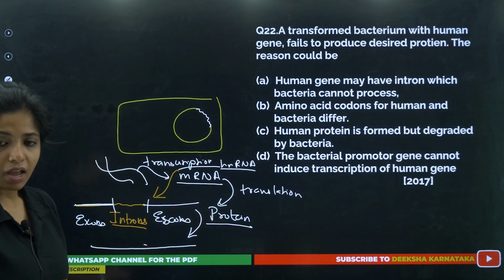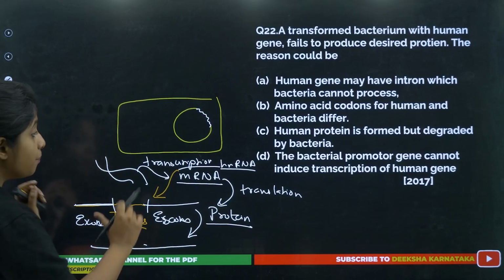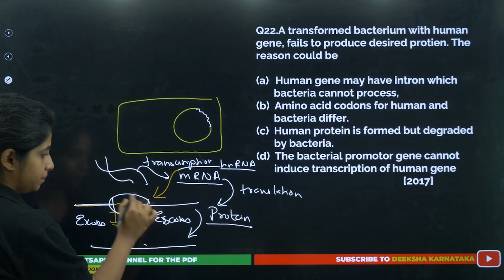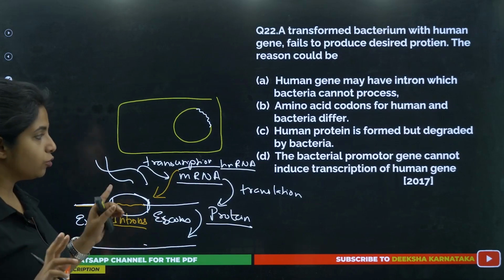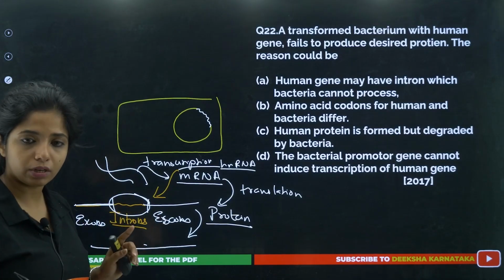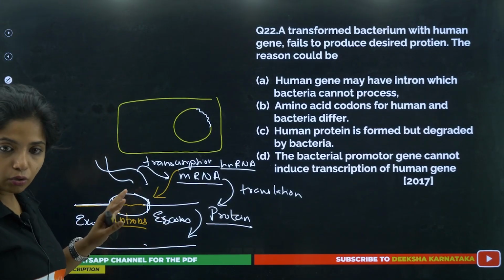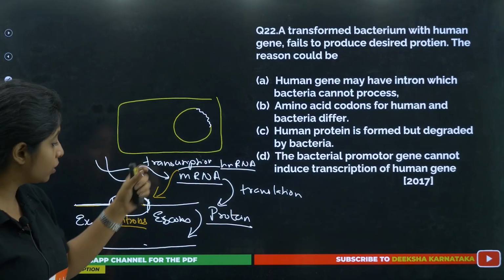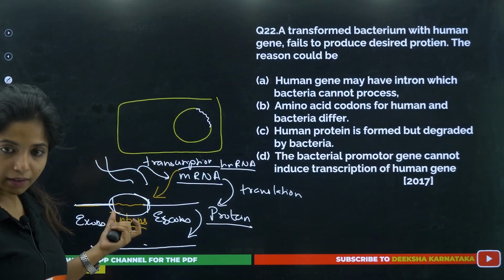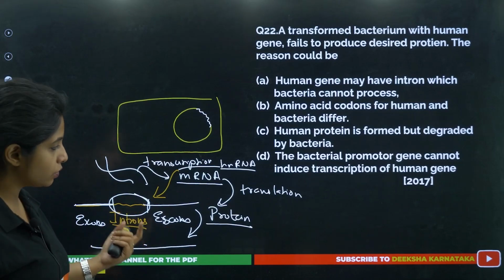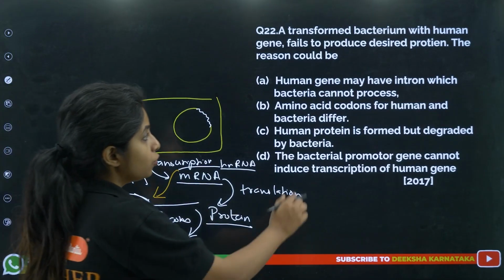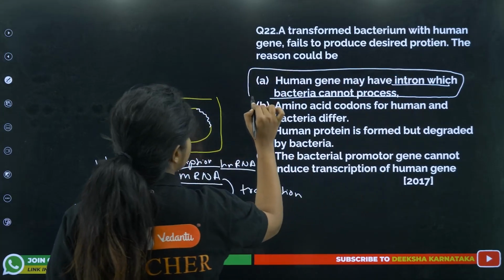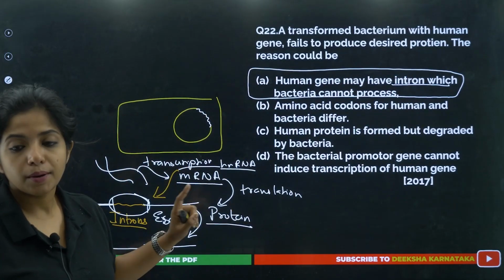Later it forms protein. But now suppose I have put a DNA strand that has the introns within it already. Usually I choose something that does not have introns within it, but this time I didn't look for that. I put the introns also. Now in the bacteria there is no enzyme that could cut off these introns, because they do not have that. Which is why the proteins are not being made. So the human gene may have introns which bacteria cannot process. This could be the reason why they are not making the protein.